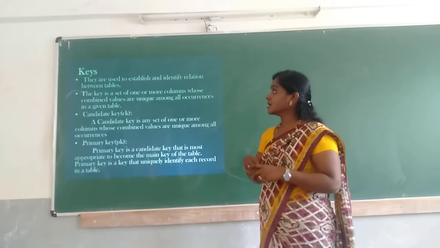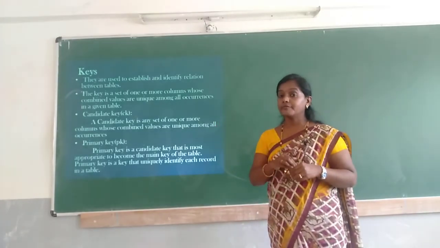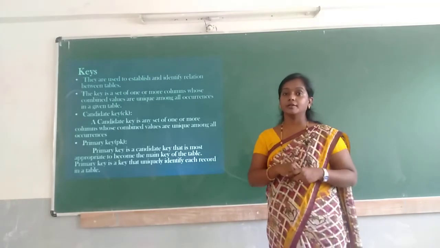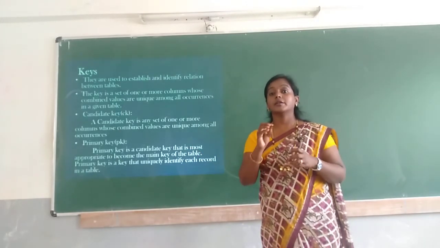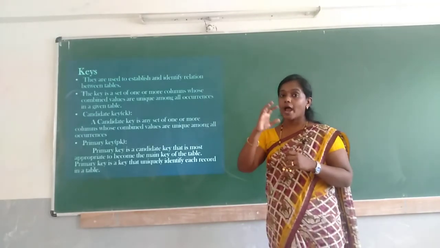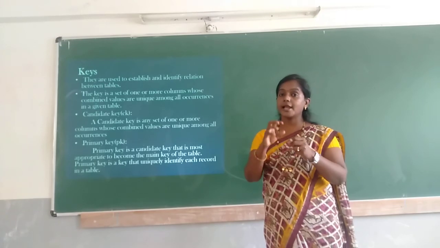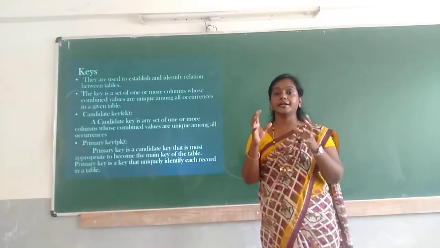A key is a set of one or more columns whose combined values uniquely identify that table or that relation. So a key is a set of attributes, either a single attribute or a set of attributes. It uniquely identifies that table.